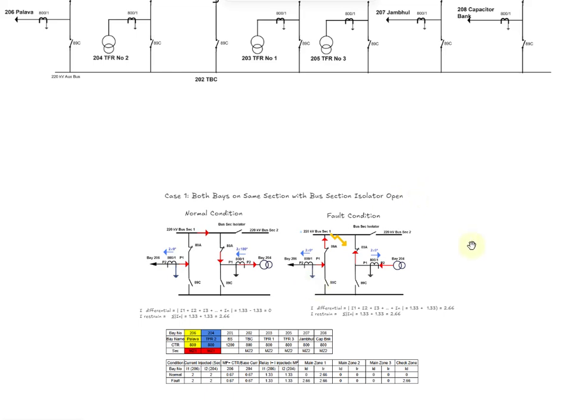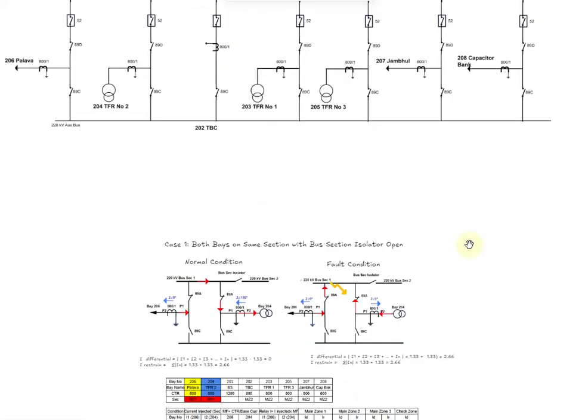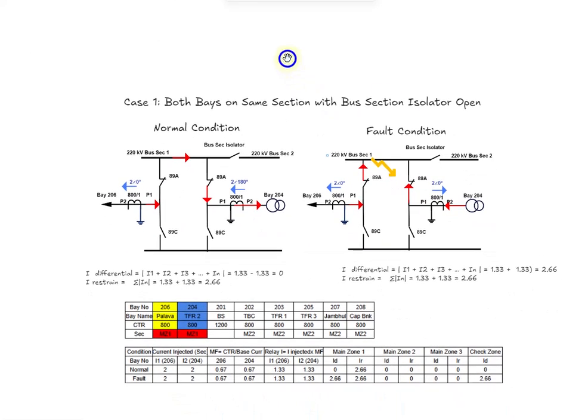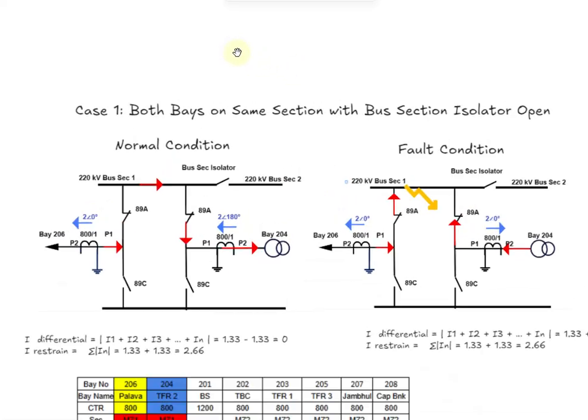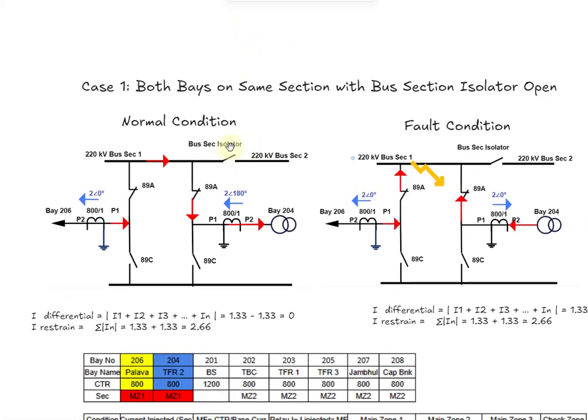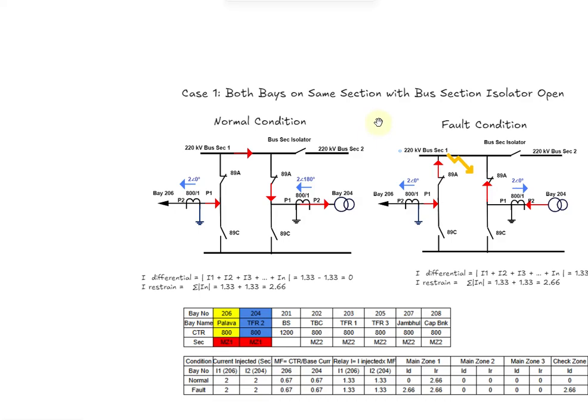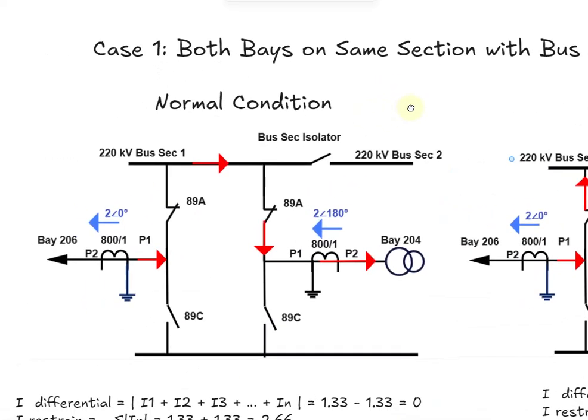In this video we'll discuss one case about the stability, that is both the bays are on the same bus, and the bus section isolator is open. So this is one bay, and this is the main bus isolator, and this is the transfer bus isolator. This is one bay and this is the other bay. So the first case is the normal condition, both bays are on the same bus section with bus section isolator open, and we'll first see the normal condition.